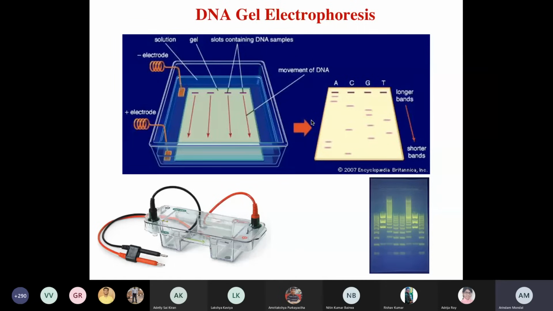But then how can you visualize these DNAs? For example, here you have run different DNAs of different molecular weight, and each of these bands corresponds to one particular DNA molecule. Once the gel running is done, you can put it on top of a UV lamp, and you should be able to visualize this kind of picture.